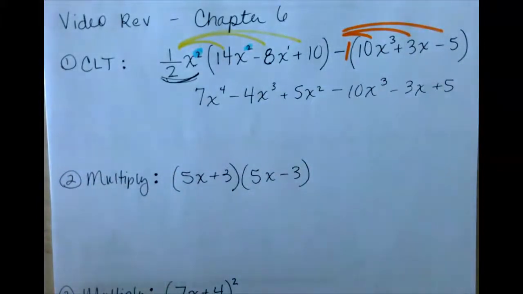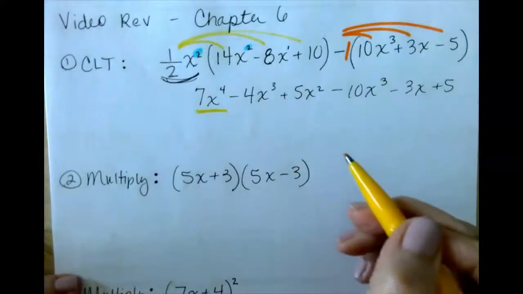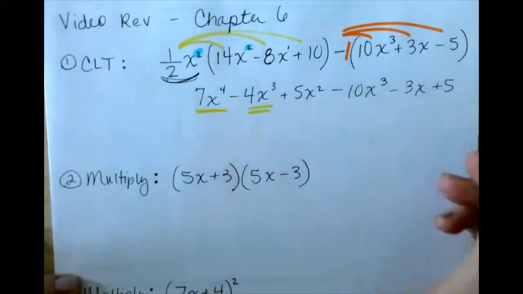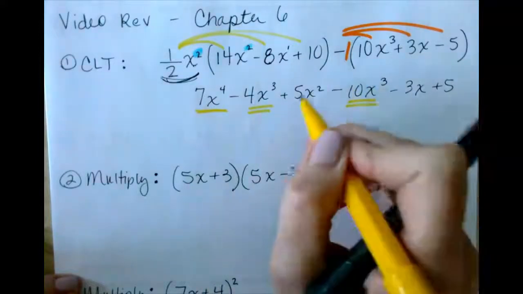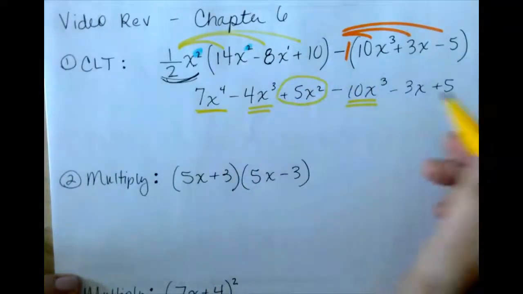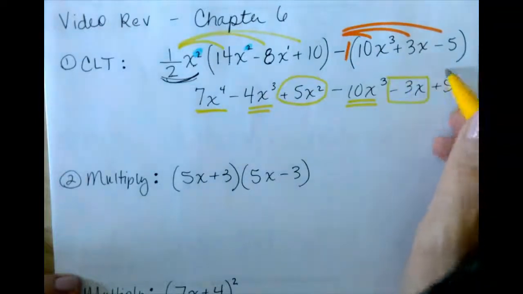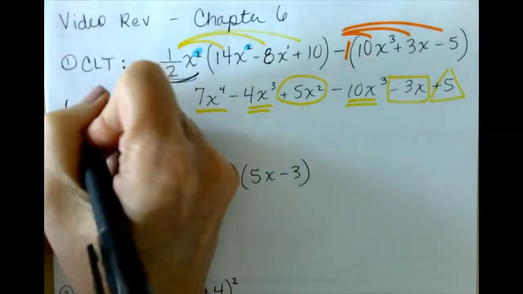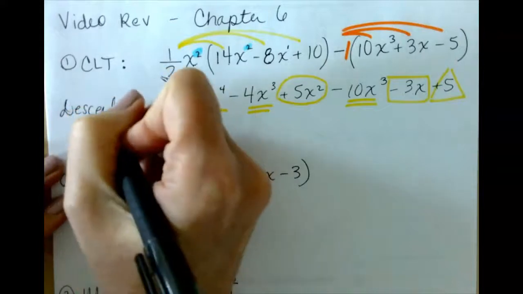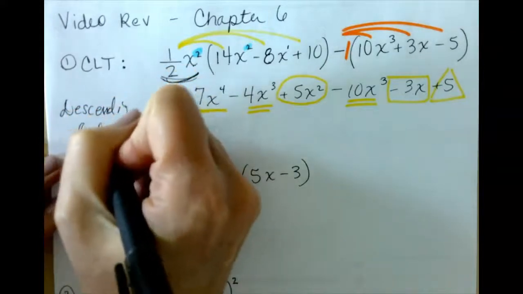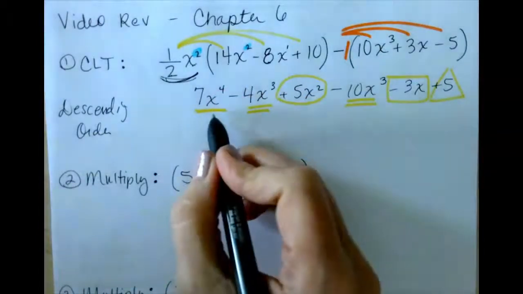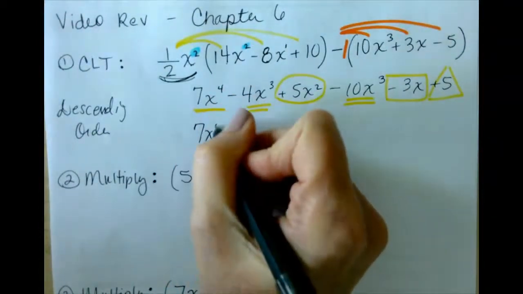So now let's find the like terms. There's an x to the 4th. There are no other x to the 4th. Here's x cubed. Here's x cubed. There's an x squared. There's an x, and there's a constant. So let's put the like terms in descending order. Descending order has to do with the exponents. So we pick the biggest exponent first. It comes down first because there is nothing to combine with 7x to the 4th.